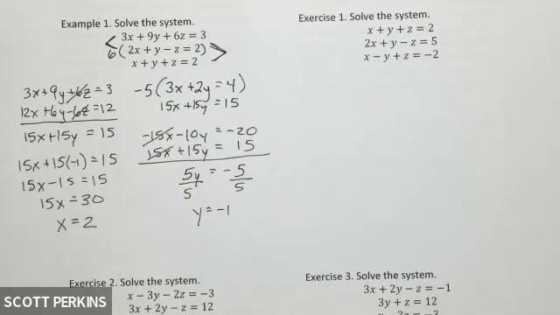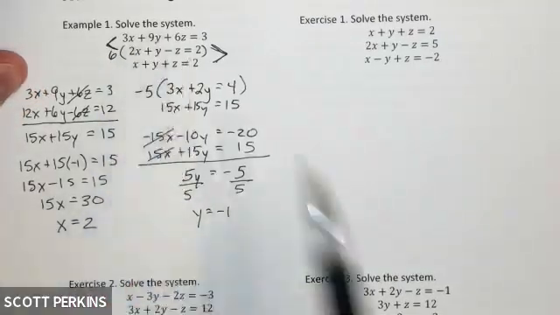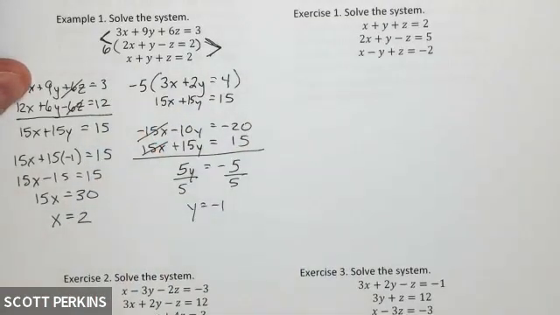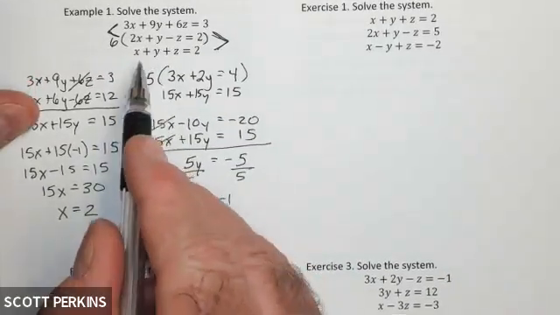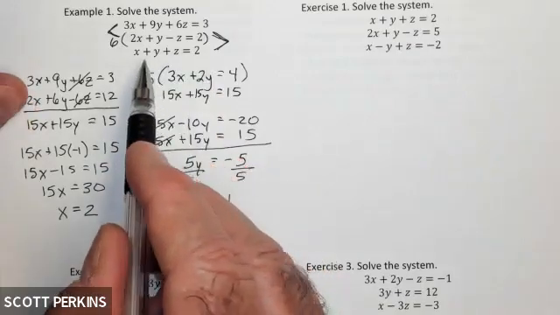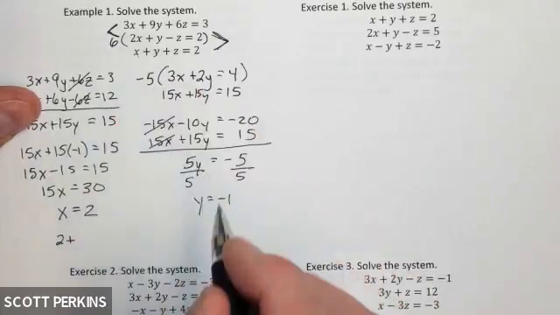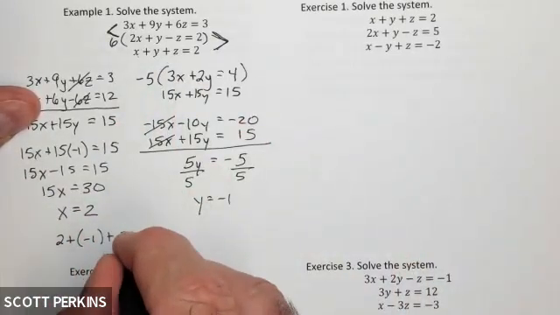I just need to now figure out what the z value is. And again, pick your favorite of the equations that we started with. There is no benefit to any particular one. I'm just going to use the bottom one because there's no coefficients. That's my only thought process, because I'm mathematically lazy. So x plus y plus z is 2. So I'm going to put x is 2. I'm going to put y is negative 1. And then z is what I'm looking for.